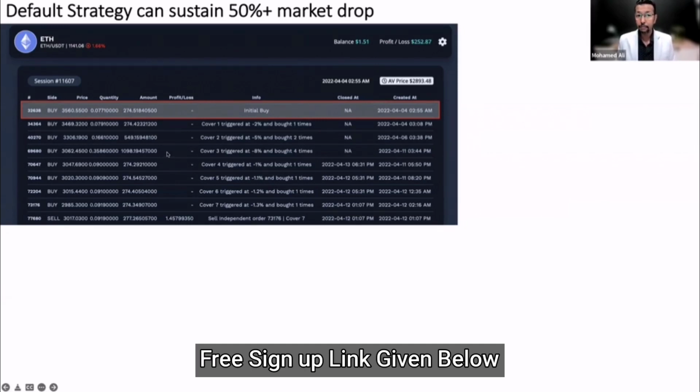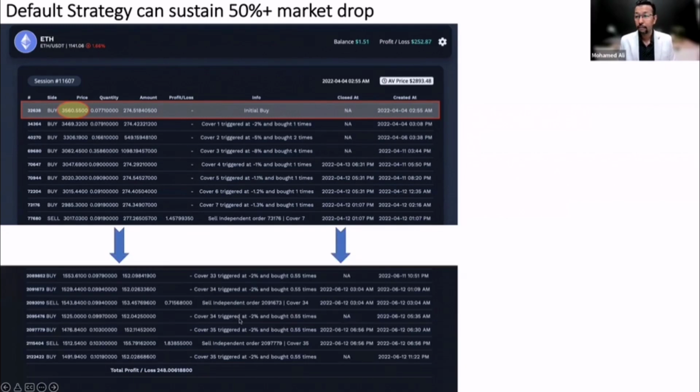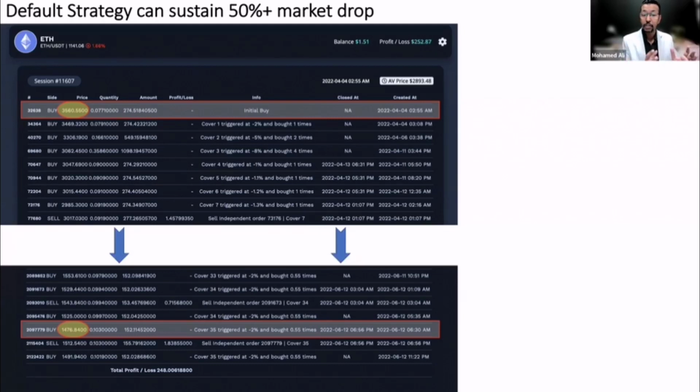And then the market kept on moving down, moving down until it took the last cover, which is cover 35. Based on the previous strategy, as you know, we had 35 covers, and we said that 35 covers would sustain more than a 50% drop of the market. So cover 35 was taken at the price of 1,476.8. In this coin, we have not added any additional funds. It was only the initial funds, and the market went down. It kept on buying in the market, and then it stopped at cover 35.